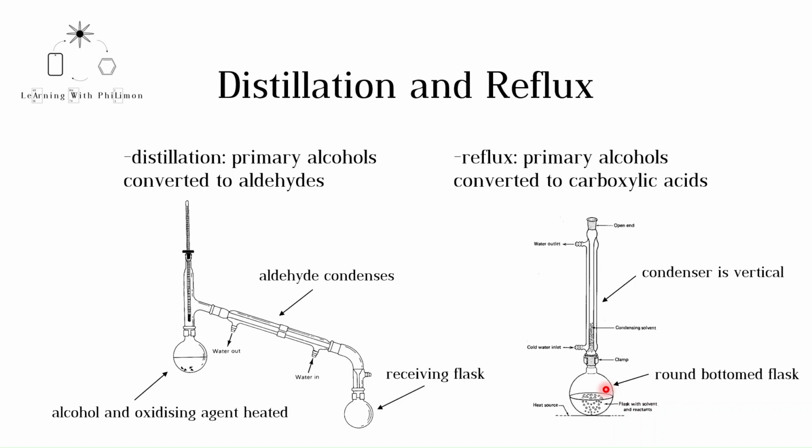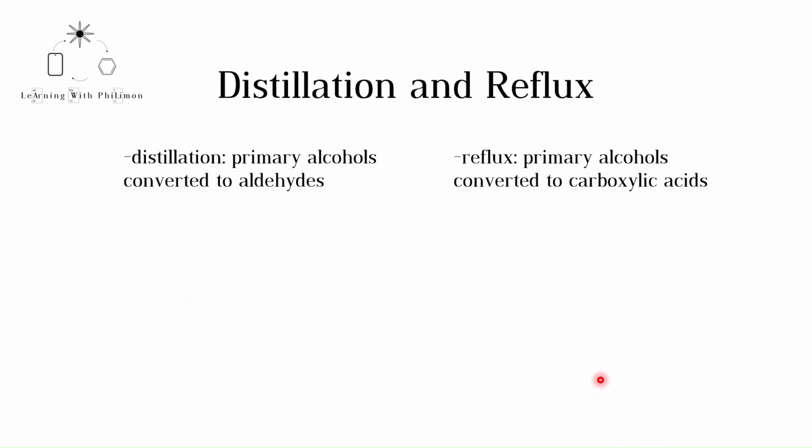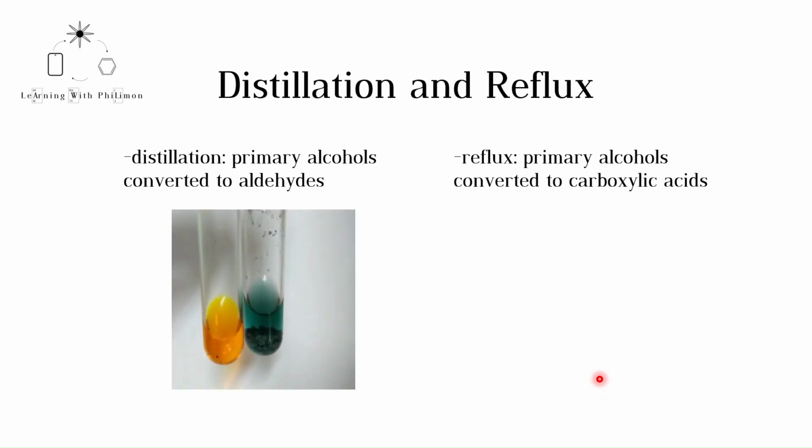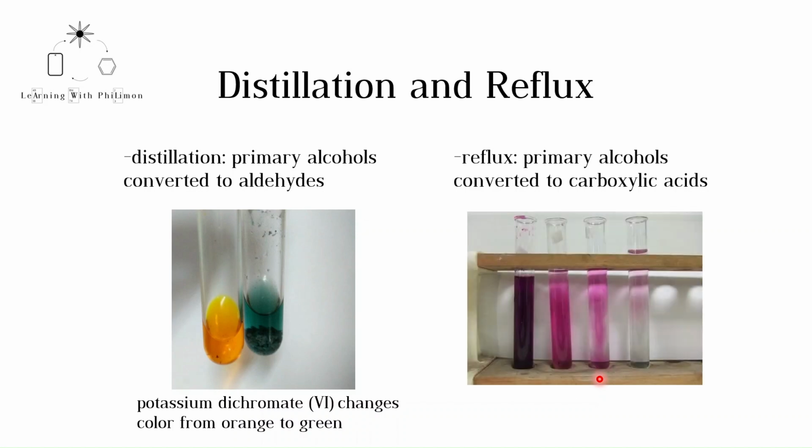Note that the oxidizing agents are reduced and as a result change color during the reaction. Potassium dichromate VI changes from orange to green. Potassium manganate VII changes from purple to clear. Now let's see what happens to secondary and tertiary alcohols.